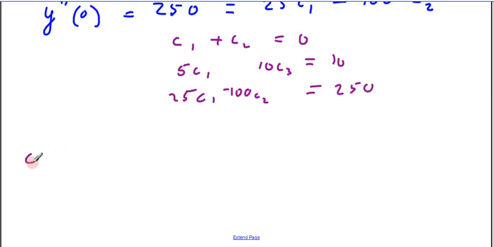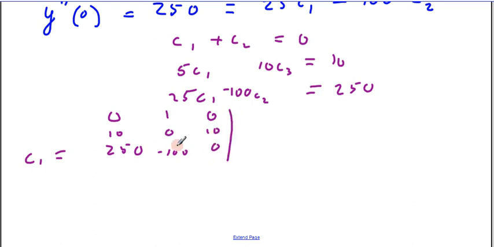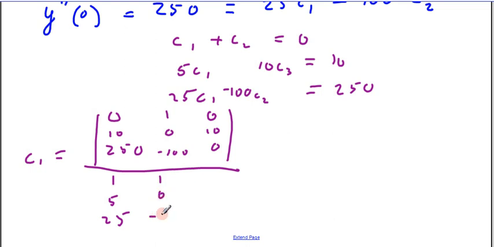Okay, so C1 using Cramer's rule: 0, 10, 20, 250; 250, 1, 0, minus 100; 0, 10, 0. And on the top I have 1, 5, 25, 1, 0, minus 100, 0, 10, 0.